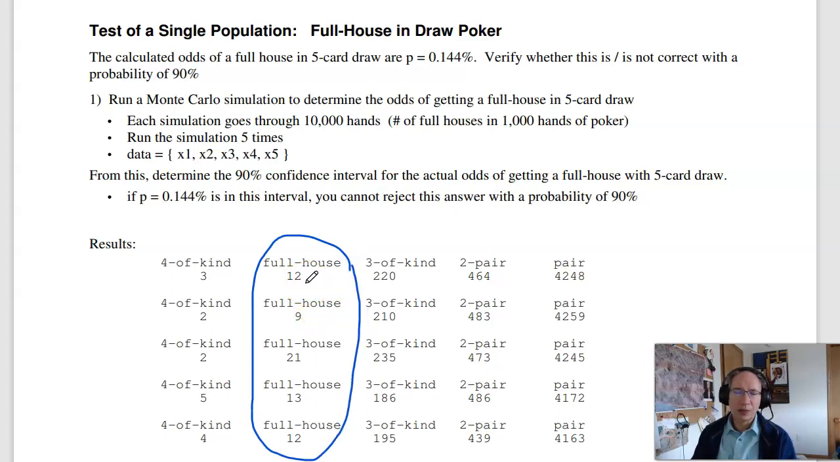To get meaningful data, I've got to run it a couple times. So here I ran it 5 different times. So the numbers I get are 12, 9, 21, 13, 12. From that, estimate the odds of getting a full house.